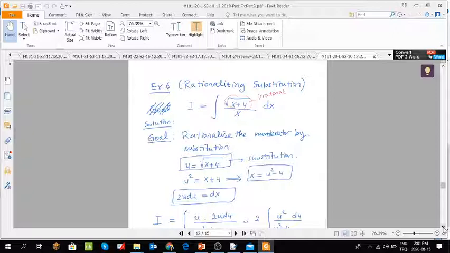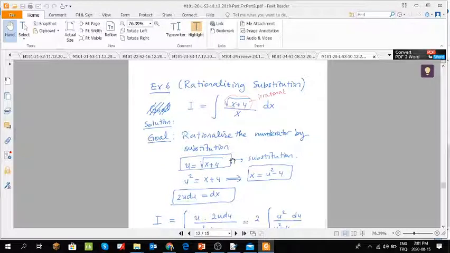And last example, I think, rationalizing substitution. Your integral may have some irrational expression like square root of something. Like in this case I do. So I want to rationalize the numerator by substitution. I'm going to say, how can I make this rationalized?